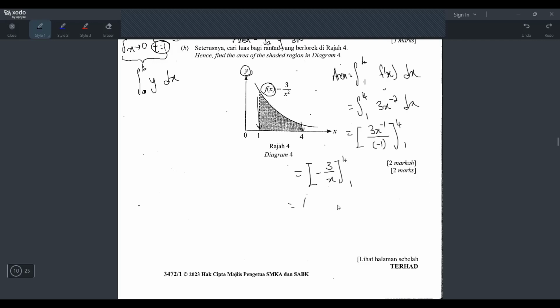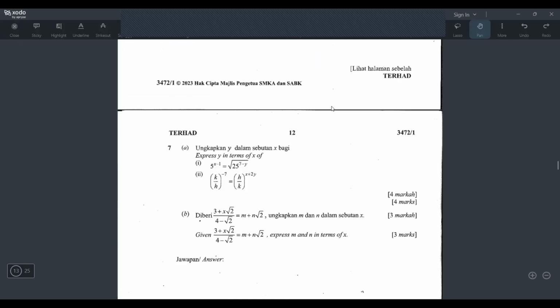And then now what we do is you substitute 4 inside, and then substitute 1 inside, and in the middle, minus. When you substitute 4, you get negative 3 over 4. When you substitute 1, you get negative 3. And then press calculator, negative 3 over 4 plus 3. So the answer the calculator gives me is 9 over 4. Okay, so this is the area. So just write unit square here, because it's area, right? Okay, so this is how I would do this integration question. Okay, let's keep going.